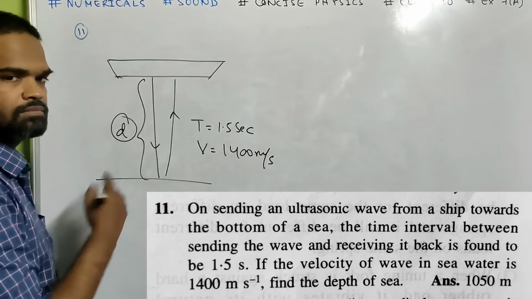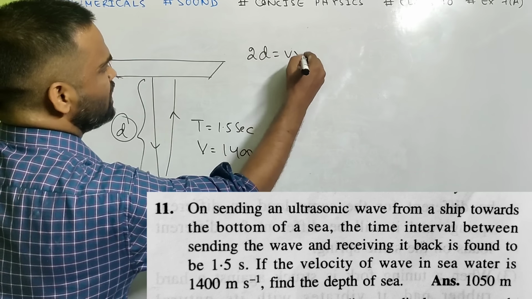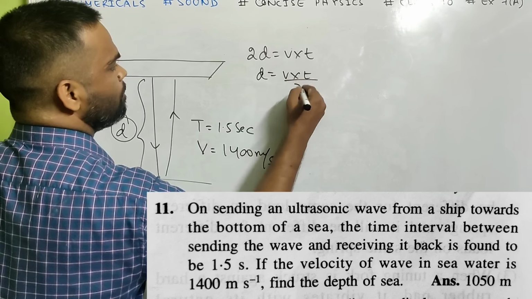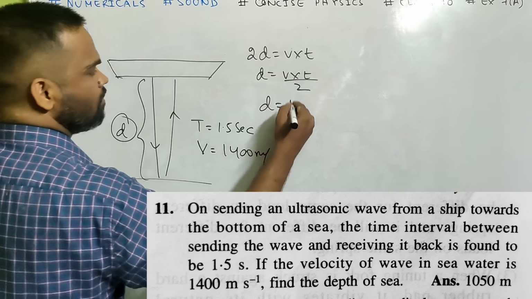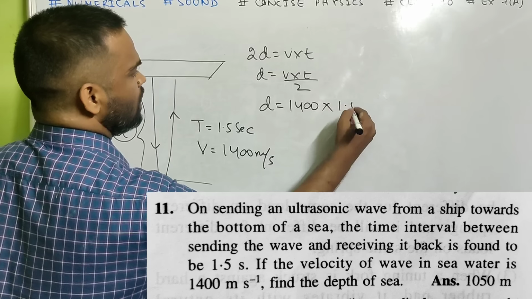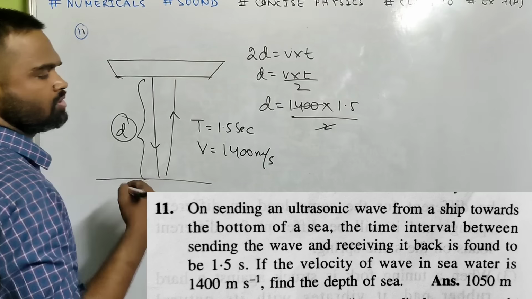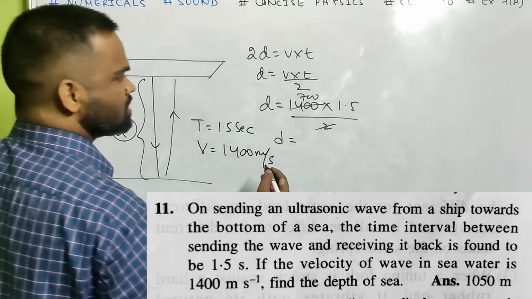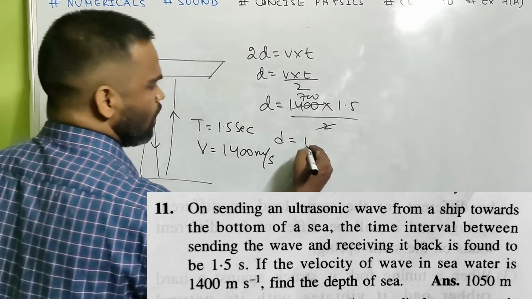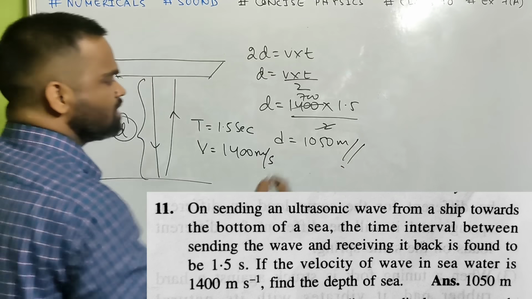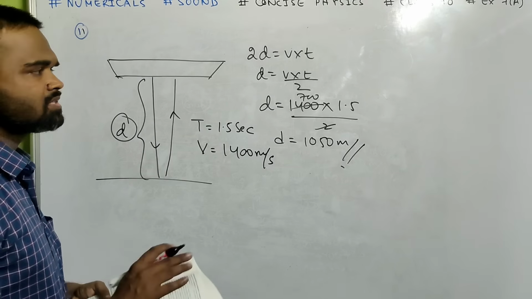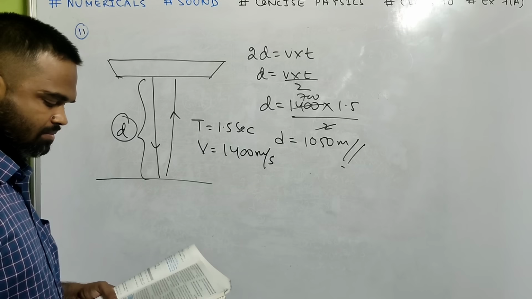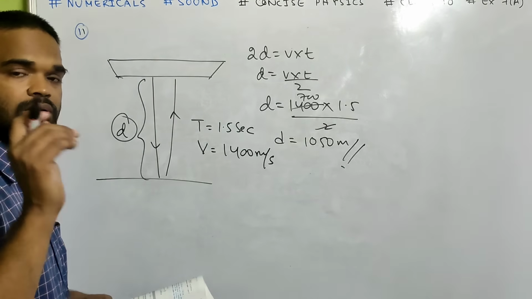Suppose the depth is d. So we know 2d is v into t. Remember echo. So d is v into t by 2. So d is how much? V is 1400 multiplied by 1.5 by 2. Just simplify it. So how much is this? 700 plus 350, 1050 meter. That's the depth. Simple case of echo. 2d equals velocity into time. Done.